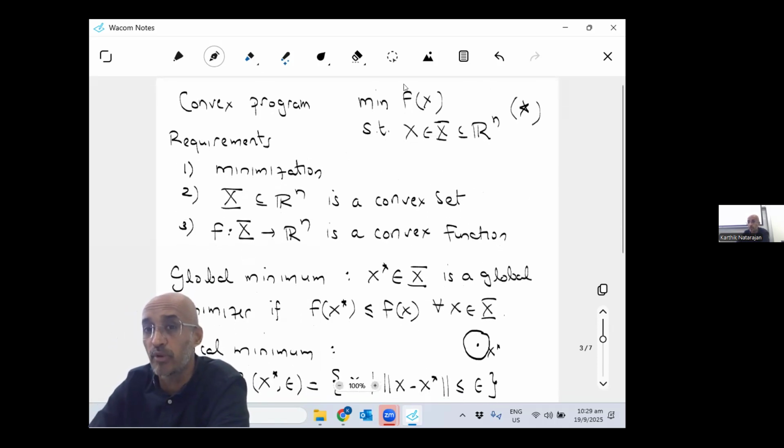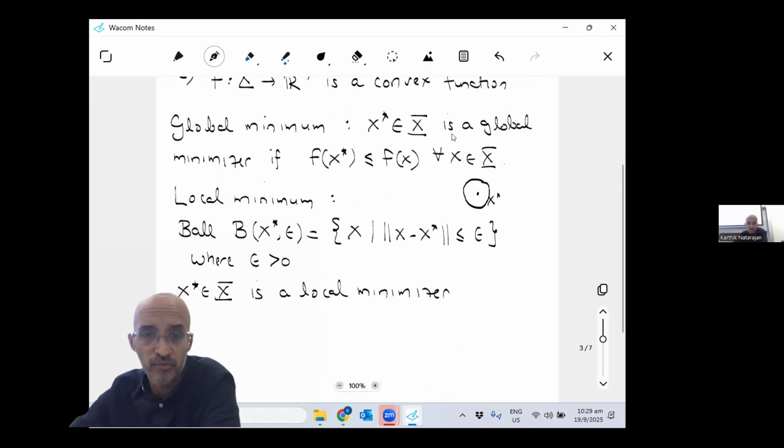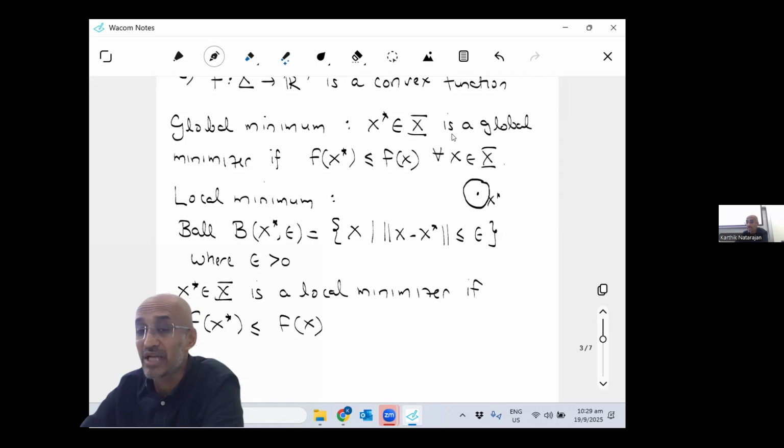Again, we are interested in this problem. All definitions relate to this problem. x star is a local minimizer if f of x star is less than or equal to f of x. But now I'm going to look at a local region. So if there exists some epsilon greater than 0 such that f of x star is less than or equal to f of x for every x which lies in the set capital X intersected with this ball.